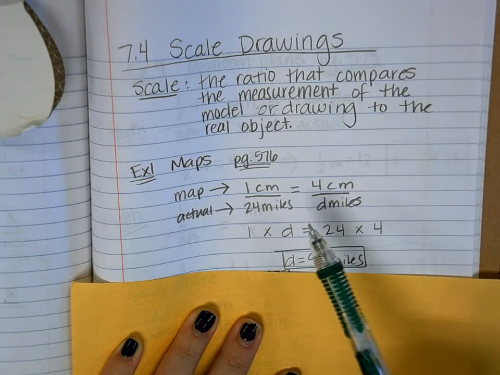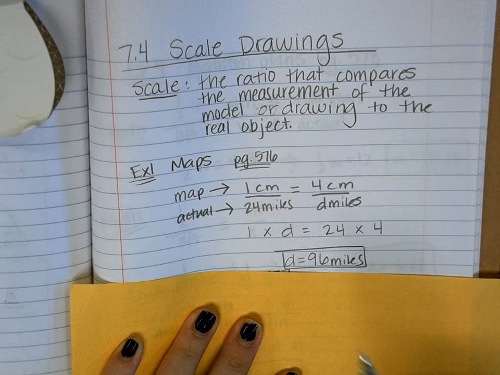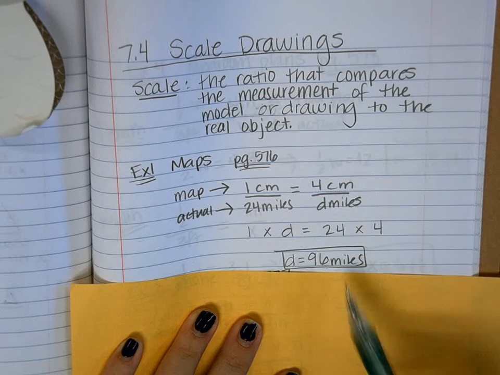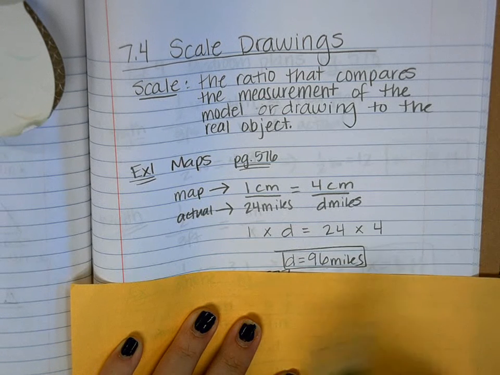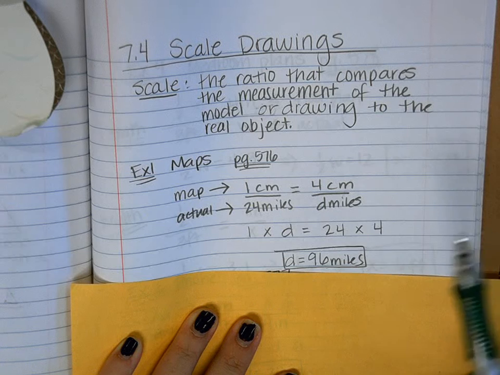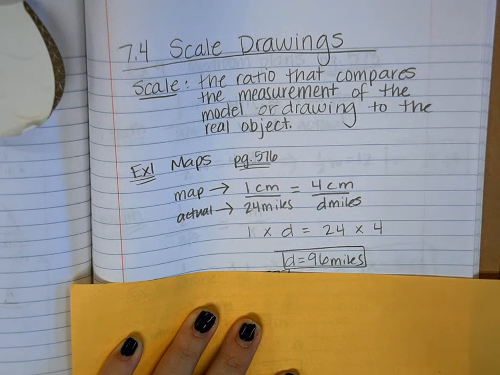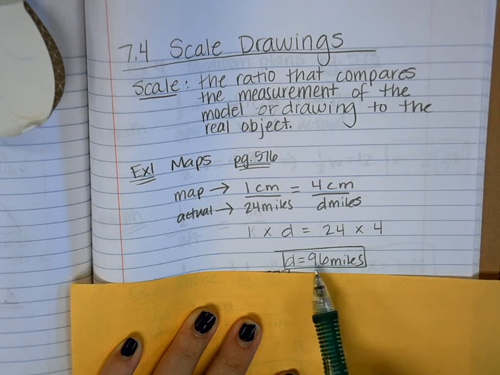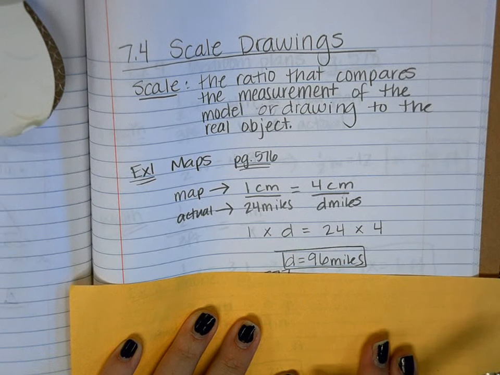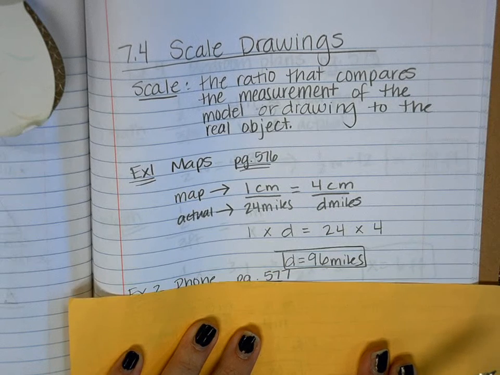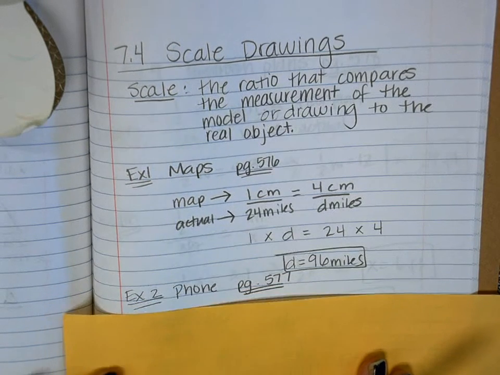Now, do you need to set it up like this every time and do all this work? No. If you already know, okay, well, 4 centimeters, 4 times 24, 96, then you're good. As they get more challenging and we introduce fractions and decimals, you'll probably want to set something up though. Yes? Does D equal distance? Yeah. Okay? So that's the map one. Are we okay with that one? Real basic?